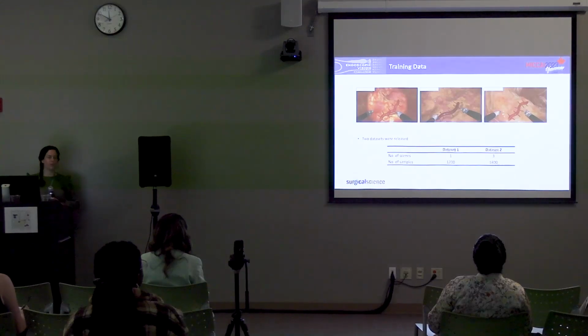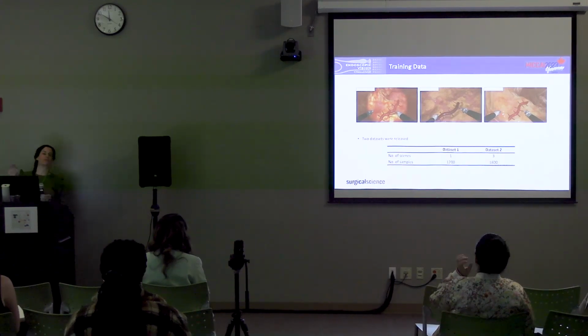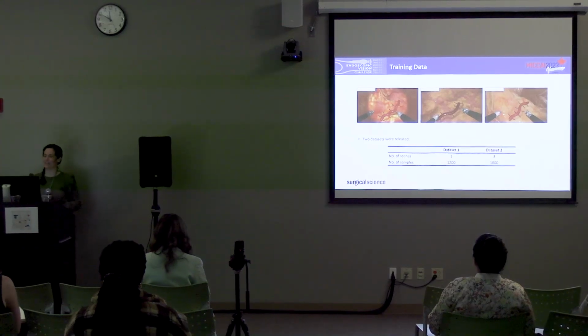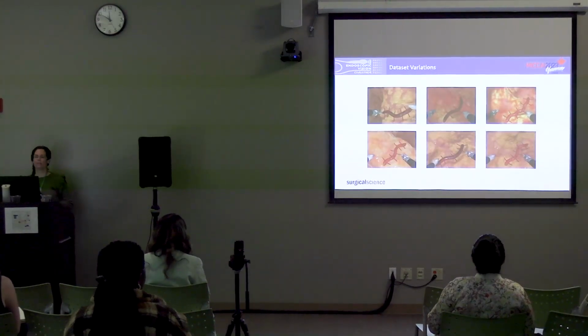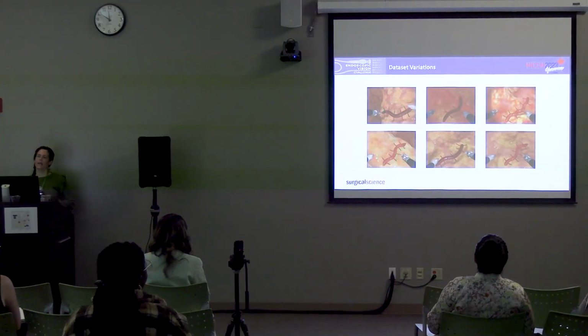For our training data, two data sets were released. Data set 1 and 2. Data set 1 had one scene with 1,200 images, and data set 2 had three scenes with 1,800 images. So you can imagine you would want to use transfer learning and augmentation and perhaps some additional data sets. Here are some data set variation examples. We moved the instruments around, the left instrument, then it became the right instrument down here, and we adjusted for lighting and exposure and texture.